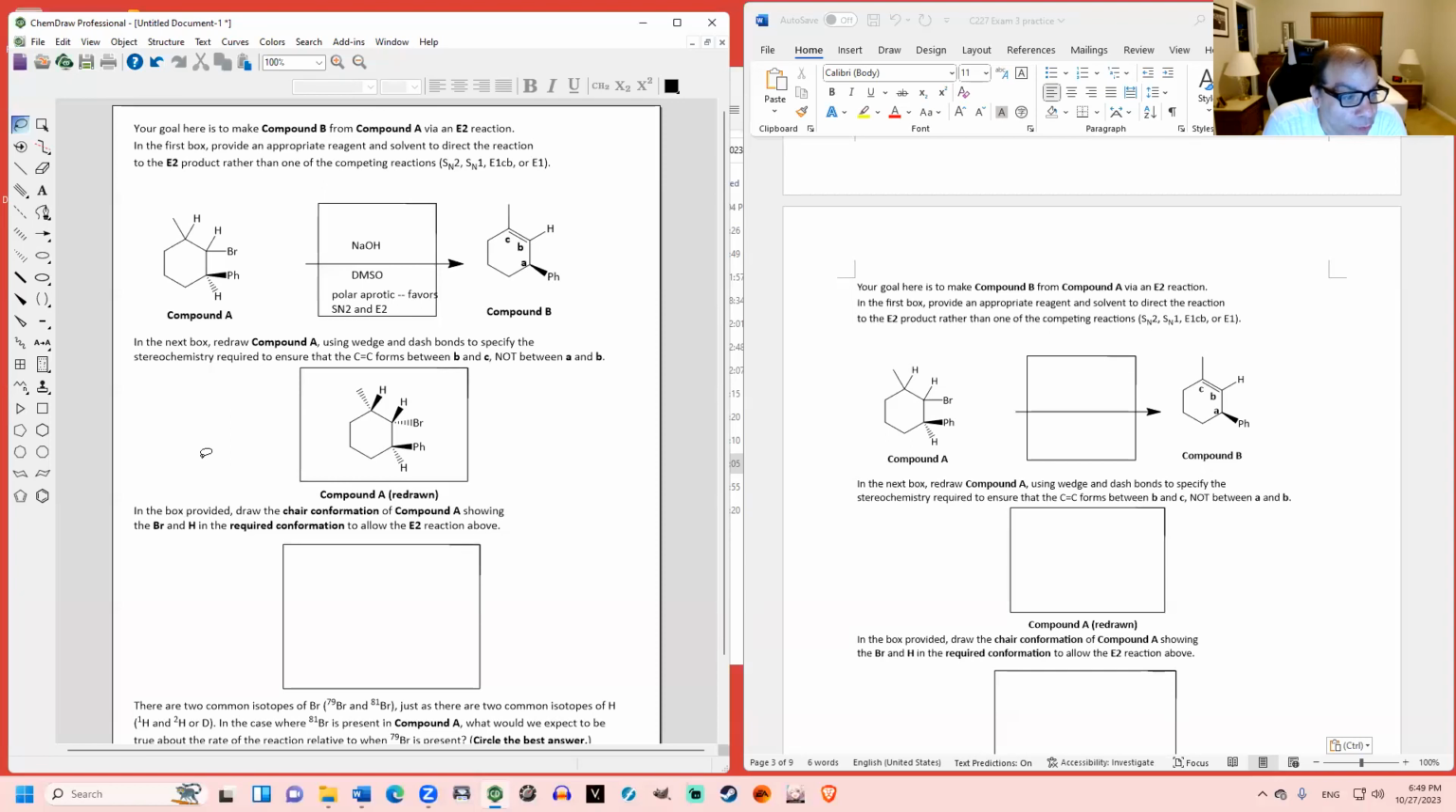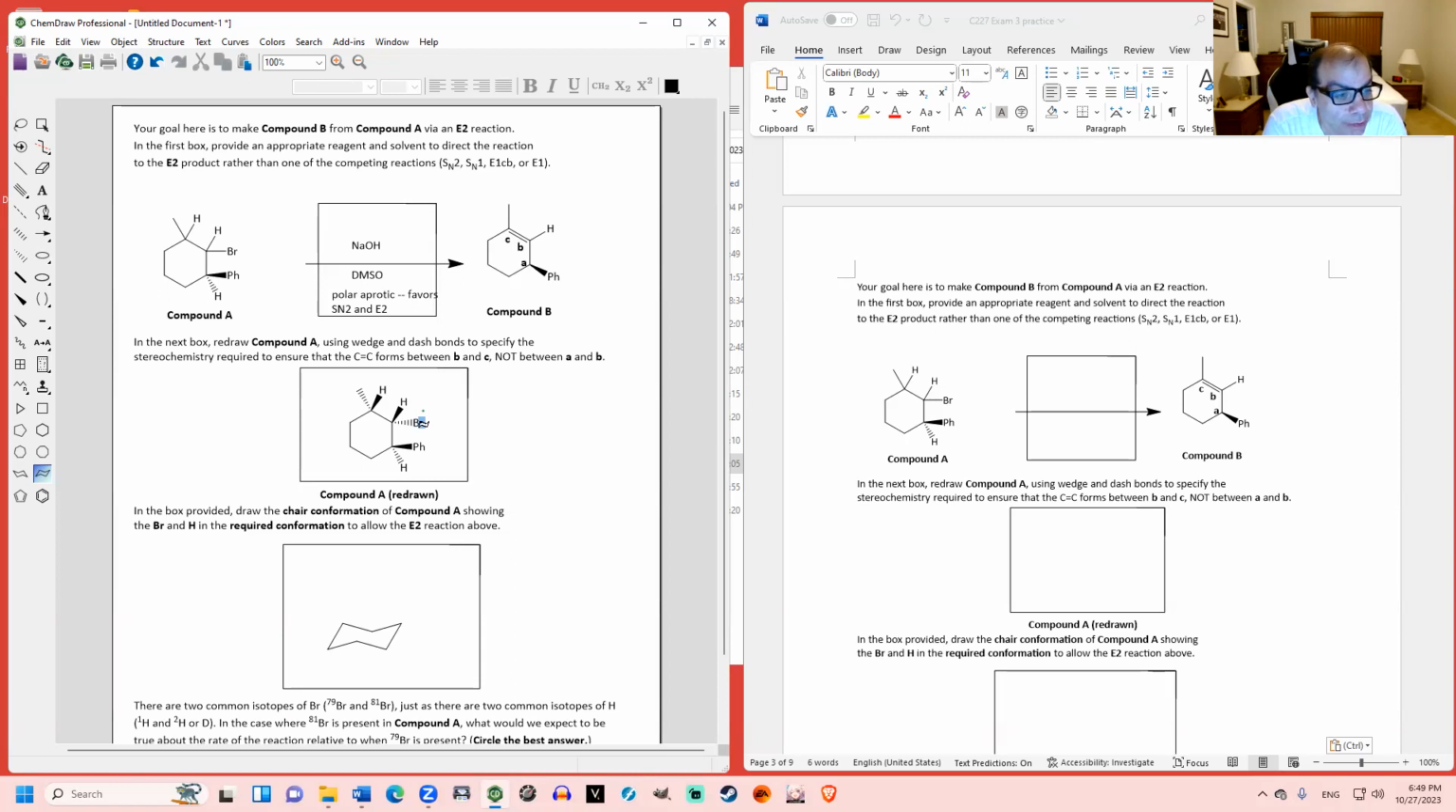Next, in the box provided, draw the chair conformation of compound A, showing the bromine and hydrogen in the required conformation to allow the E2 reaction above. Well, there's many correct ways of drawing this chair. But we need to make sure that the hydrogen and the bromine are both axial. That's another thing you'll need to know. The hydrogen and the leaving group have to be axial, one pointing up and one pointing down, in order for the E2 reaction to happen. That's something we went over in class, and we gave examples.